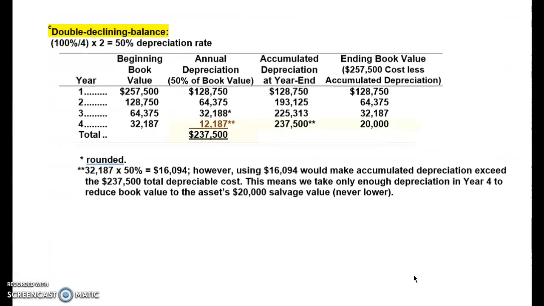Now, I have a soft spot in my heart for some reason for double declining. I don't know why. I just like it.